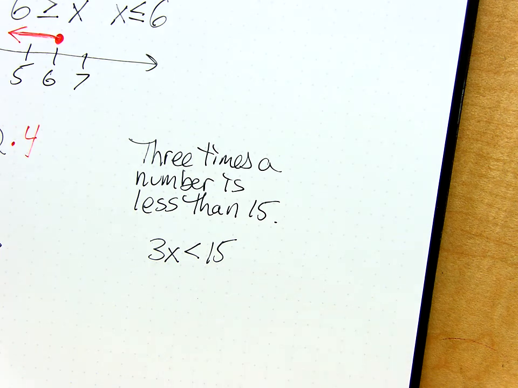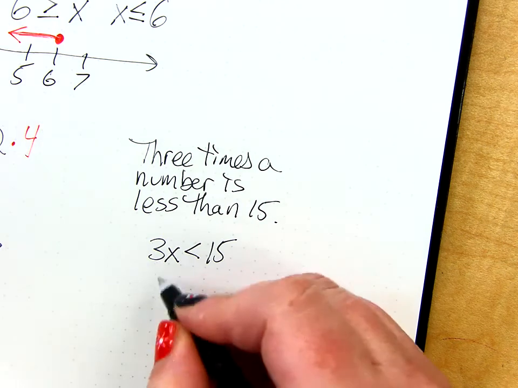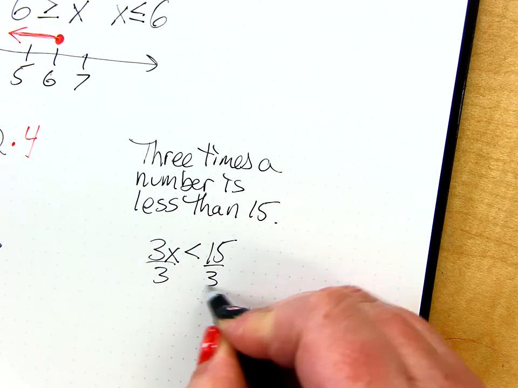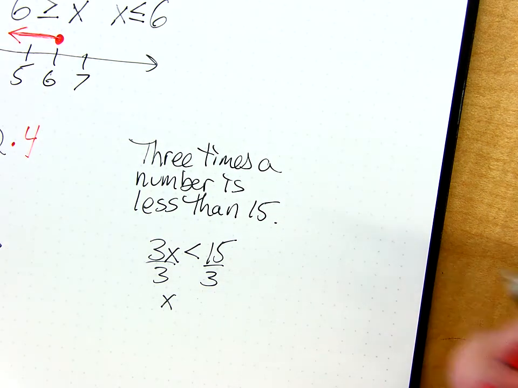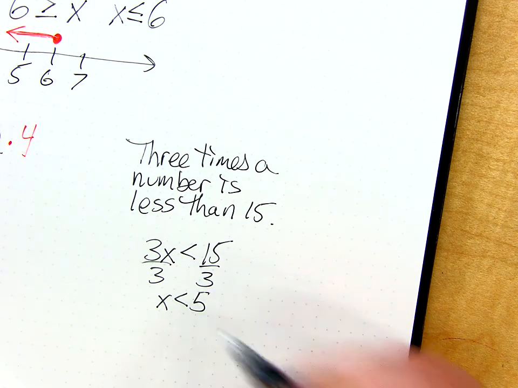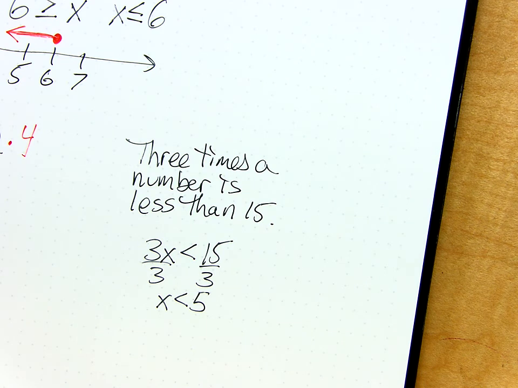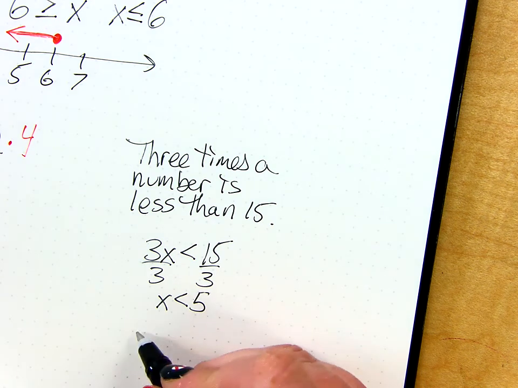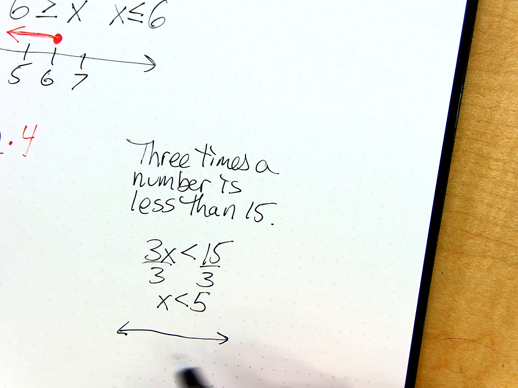Now that we have it written as an inequality, we can go ahead and solve. All I have to do to get x by itself is divide by 3. Do I need to flip the inequality symbol? No, I didn't do anything with a negative, so I don't have to worry about it. 15 divided by 3 gets me a 5. And then if I asked you to graph that, you could? Okay, go ahead. Graph it if you haven't already.